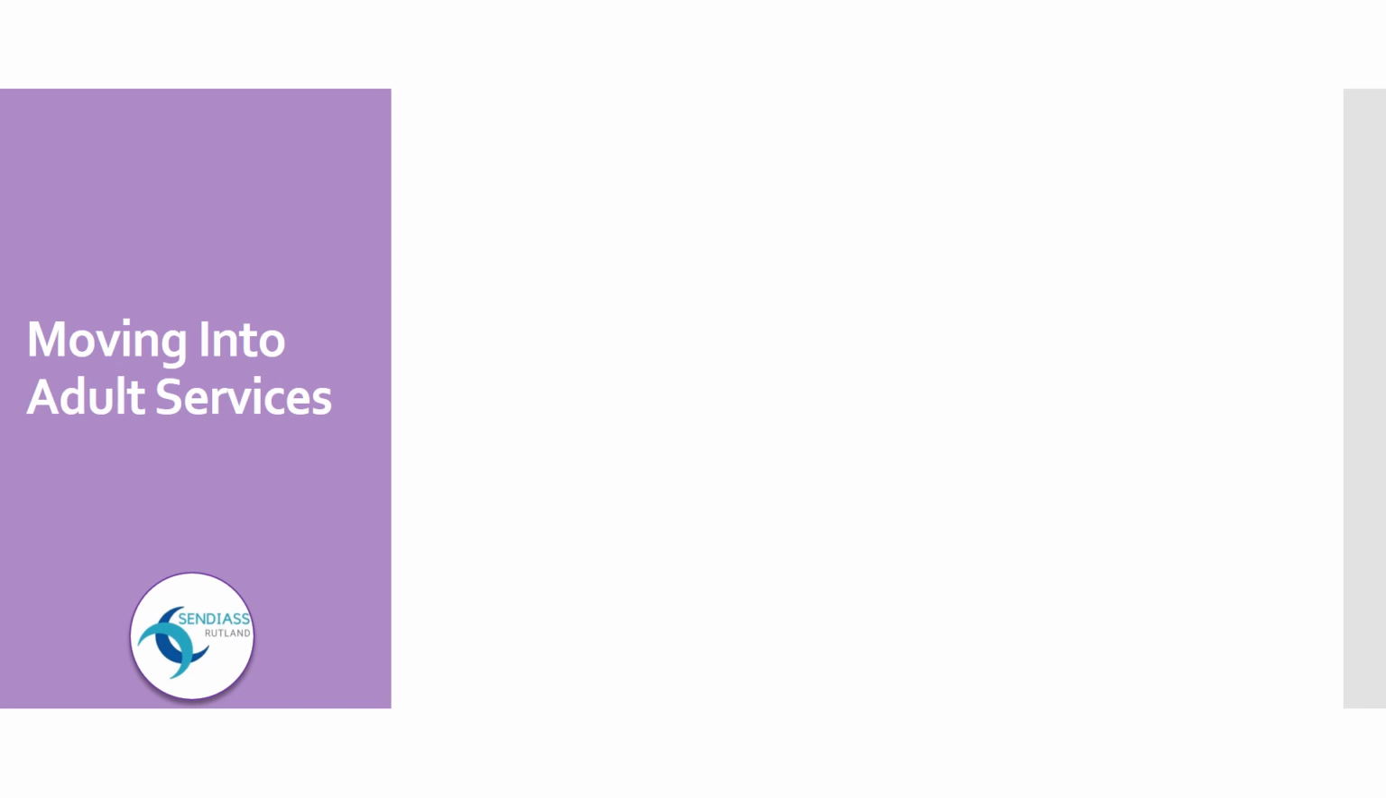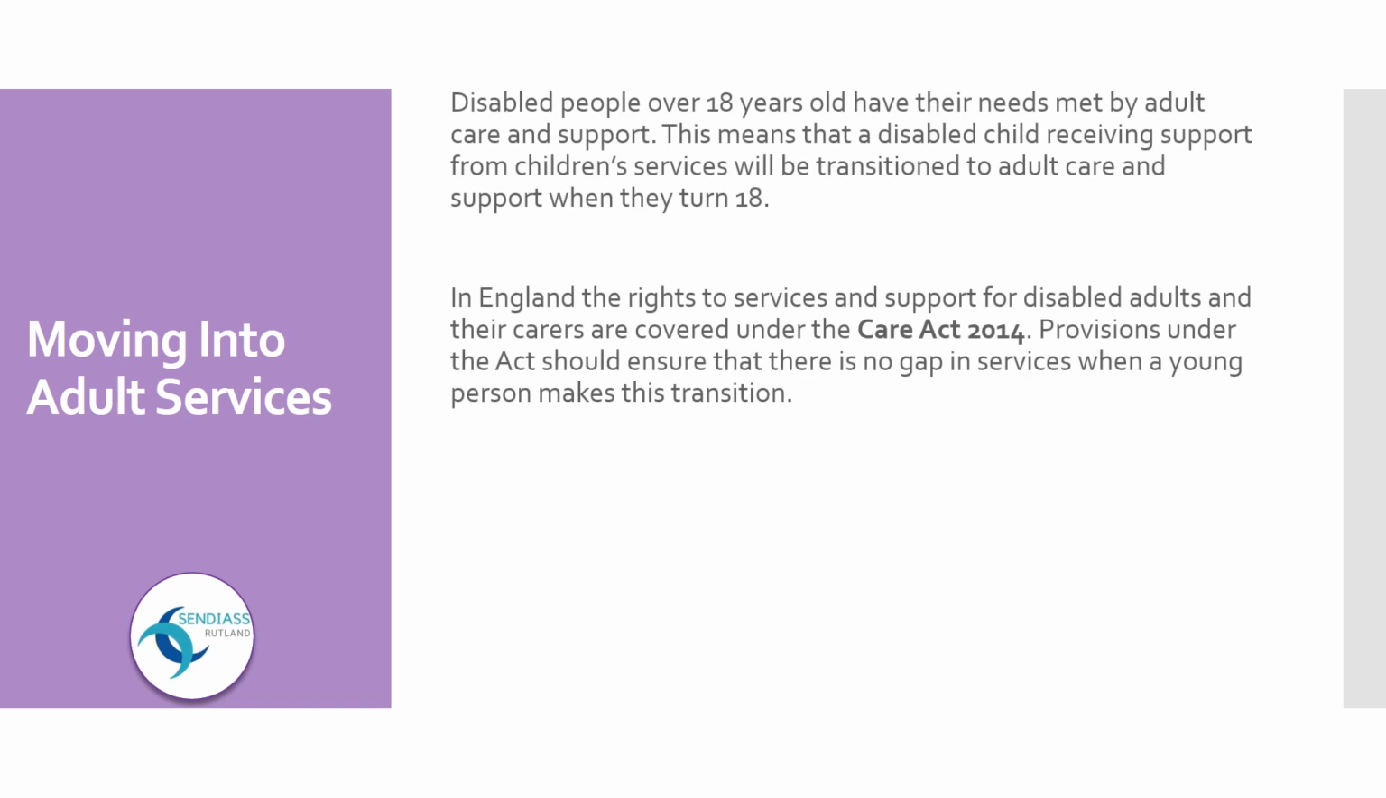Moving into adult services. Disabled people over 18 years old have their needs met by adult care and support. This means that a disabled child receiving support from children's services will be transitioned to adult care and support when they turn 18. In England, the rights to services and support for disabled adults and their carers are covered under the Care Act 2014. Provisions under the Act should ensure that there is no gap in services when a young person makes this transition.